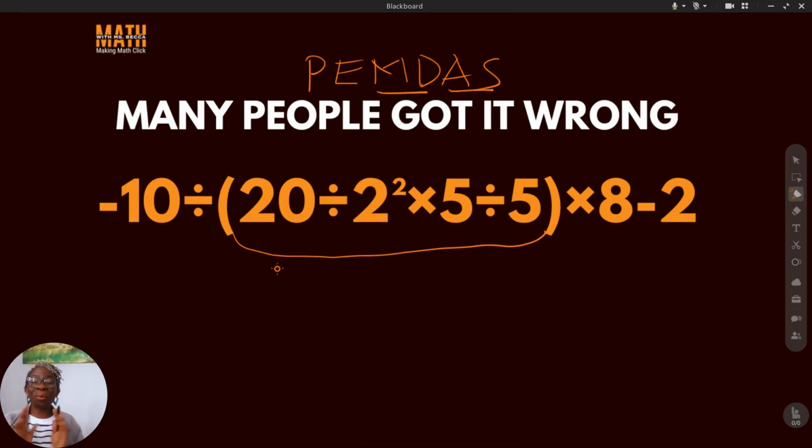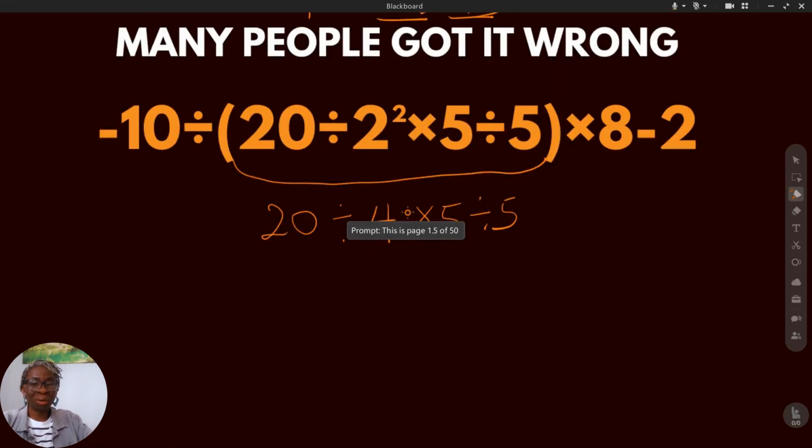So let's start. For parentheses also, you can see that we have an exponent in the parentheses. So we start from there. So that means what we have here, this becomes 20 divided by 2 squared. That's 4. So we have 20 divided by 4, then times 5, and then divided by 5. So now let's take it one after the other.